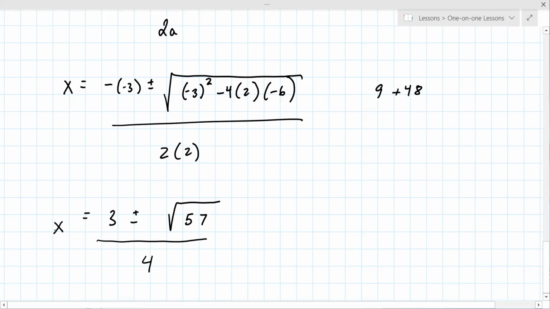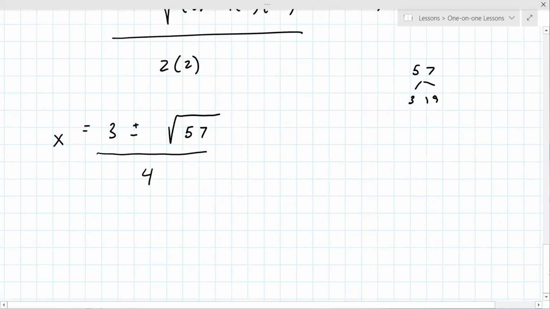It looks like, Julia, that there's no way to go past this point. The square root of 57 is 3 times 19. 19 is a prime number, so there's no further step to take. I'll just point this out.